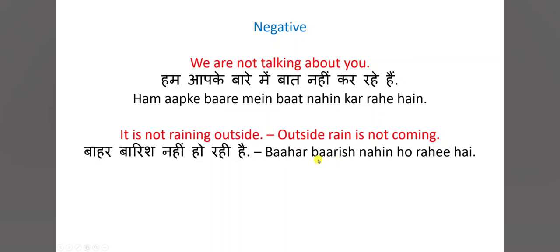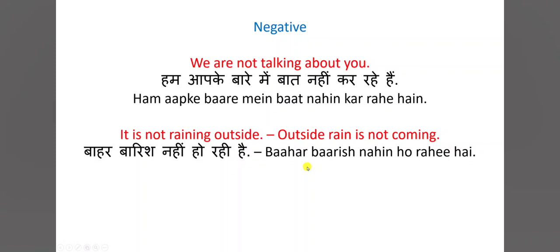बाहर is outside. बारिश is rain. Nahi is not. Ho is happen. But here it is come. Rahi is ing. Hai is. Here the word ho is come. And it is a single word. The verb is of single word. When we have single word verb, we place nahi before the verb. So before ho, we have placed nahi.